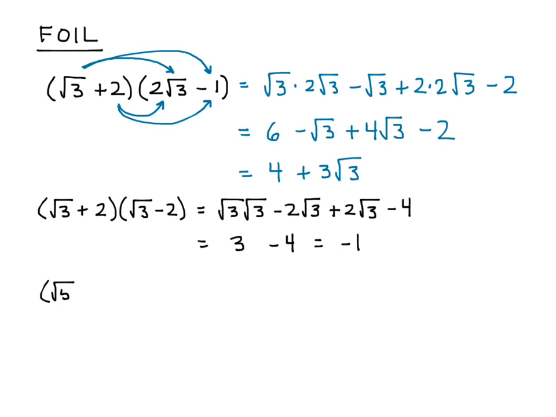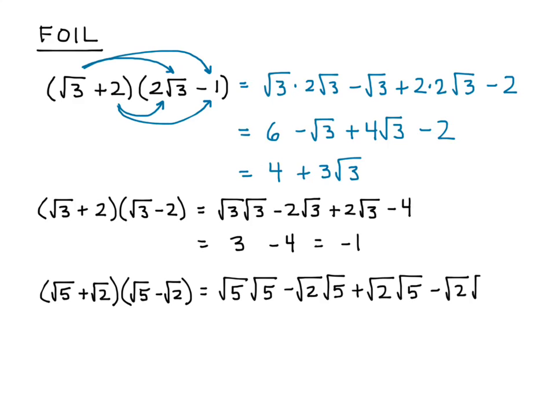Okay, to show you something similar to it, here we have the square root of 5 plus the square root of 2 times the square root of 5 minus the square root of 2. So the first term is square root of 5 times square root of 5. Second term is negative square root of 2 times square root of 5. The third term is the positive version of that, and then we have the negative 2, the square root of 2 times square root of 2.